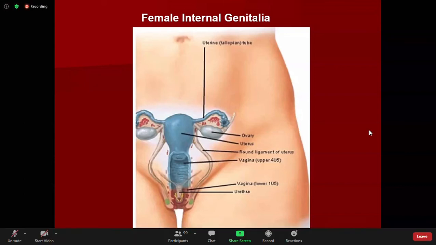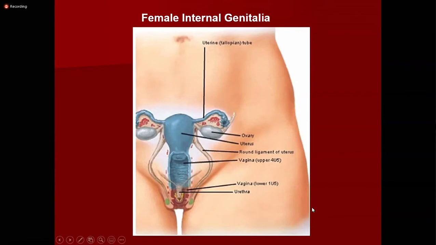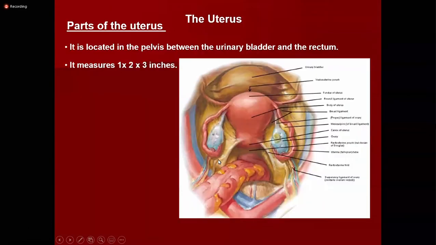Next lecture, inshallah, will be about the external organs and the perineum. So let's start with the uterus. The uterus is a muscular organ, right?